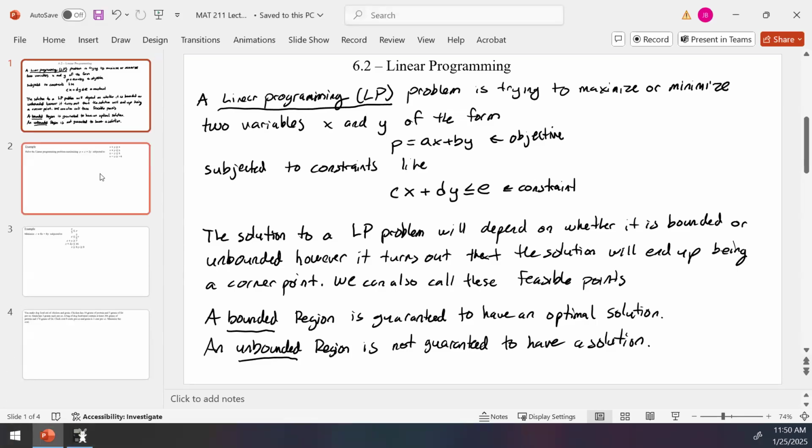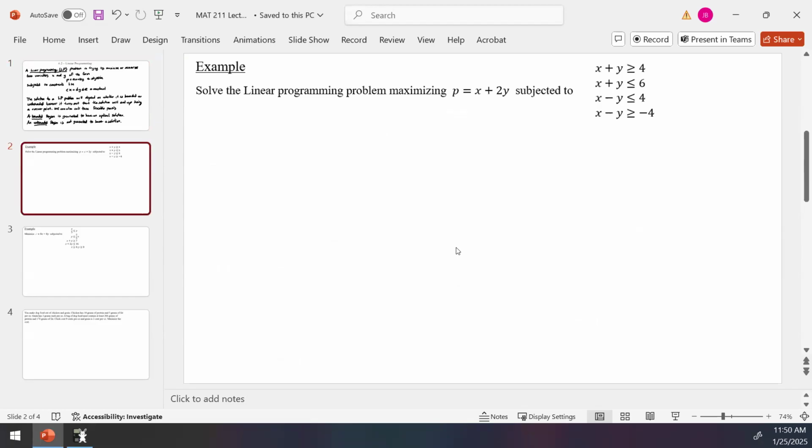So let's do our first example. We're just going to solve a linear programming problem to maximize this function that's given, P equals x plus 2y, subject to a bunch of constraints.